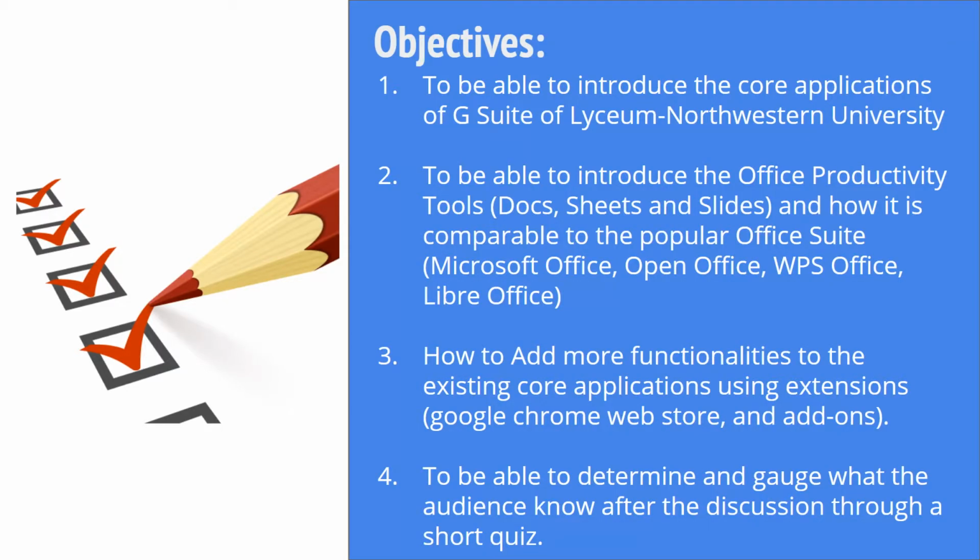To start with, for the objectives: 1. To be able to introduce the core applications of G Suite of Lyceum Northwestern University. 2. To be able to introduce the office productivity tools, such as Docs, Sheets, and Slides, and how it is comparable to the popular Office suite, such as Microsoft Office, OpenOffice, WPS Office, LibreOffice, and other open source alternatives.